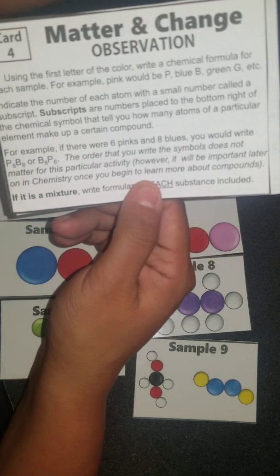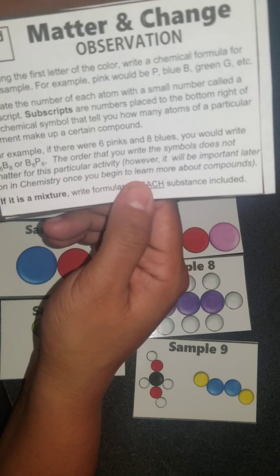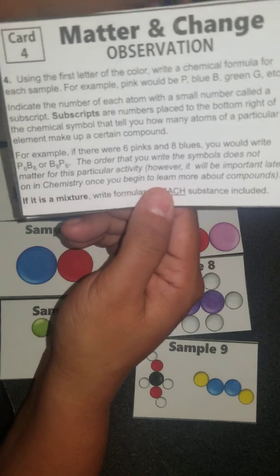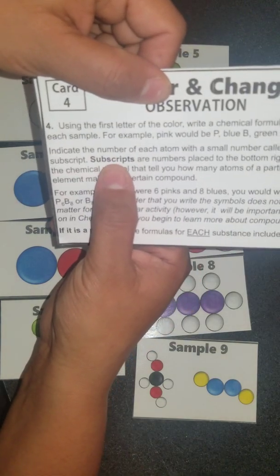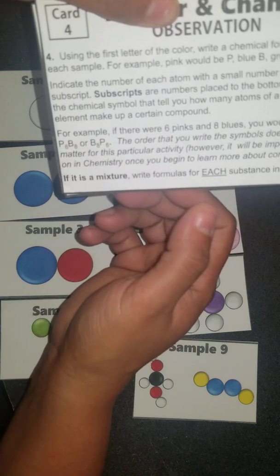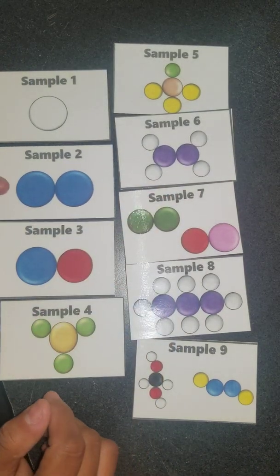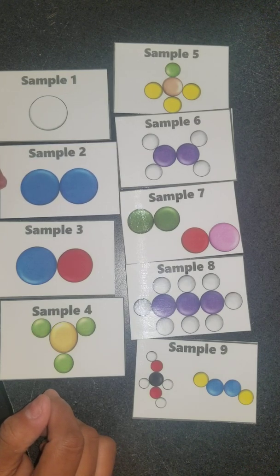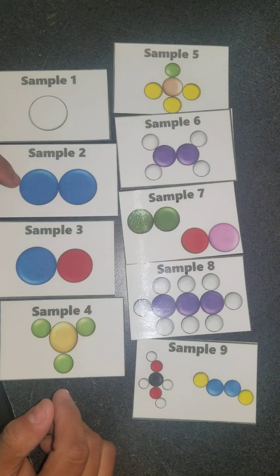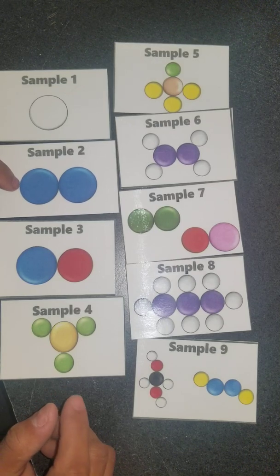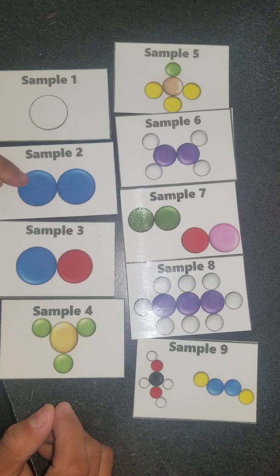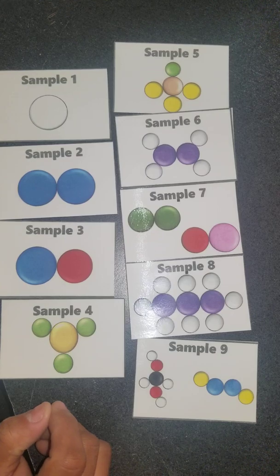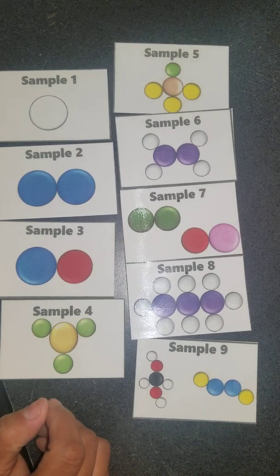So for example, H2O. If it is one atom or one molecule that's by itself, you do not put a 1 as a subscript. And the subscripts are those little numbers back here. Okay? So let's do sample 2 together. Sample 2 is 2 blue circles. So I'm going to put a B for blue, and a little number 2 because they are bonded together. B and a little number 2. That would be your answer for chemical formula on sample 2.